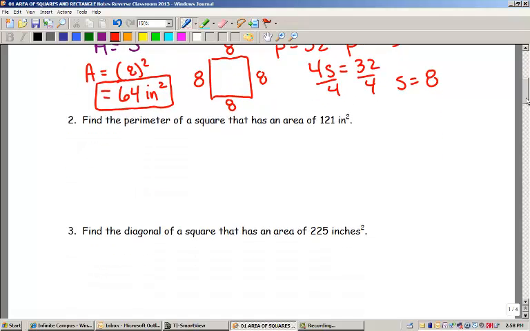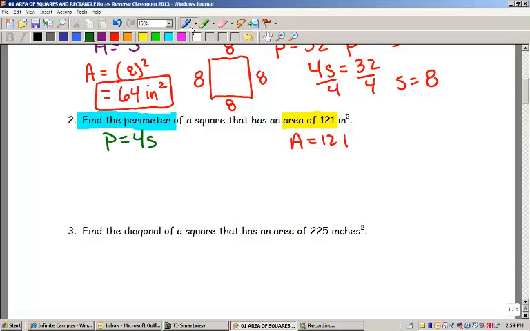Let's go on to the next example. The next example says find the perimeter of a square that has an area of 121. So again, what is given to me? Area 121. What am I trying to find? I am trying to find the perimeter. So area is 121. Perimeter is what I'm trying to find.